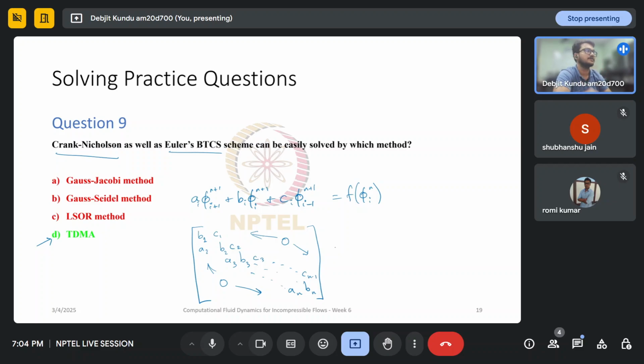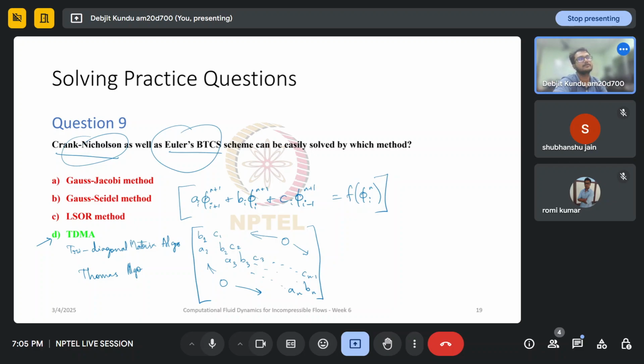So you get a tridiagonal matrix. TDMA is short for tridiagonal matrix algorithm, and it can be solved using Thomas, also known as the Thomas algorithm. So both of these schemes land up in equations which take this form, and that can be converted to a tridiagonal matrix, and the tridiagonal matrix algorithm can be used to solve for them easily. Okay.